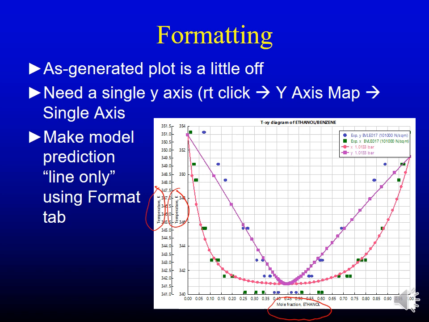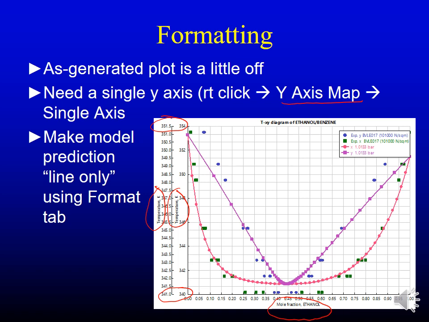We want those to be the same, but they're not. So for example, the lower bound is 340 and 341 for the two plots, and it's 351.5 and 354. So if our axes don't match, our curves are not going to match. So we need to correct that. In order to get a single axis, what we need to do is to right-click on the plot and then go to the y-axis map. And that's going to allow us to produce a single axis.